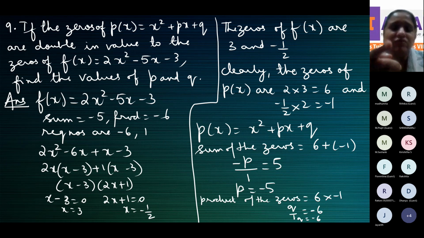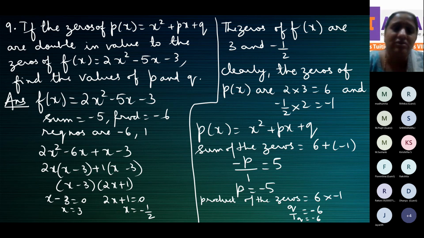Now you can see that for p of x, you cannot find the zeros because in x squared plus px plus q, you don't have any numerical coefficients there. But if you look at f of x, it is 2x squared minus 5x minus 3. So it's possible to split the middle term here, find the factors, and hence find the zeros of f of x. The zeros are 3 and minus 1 by 2.